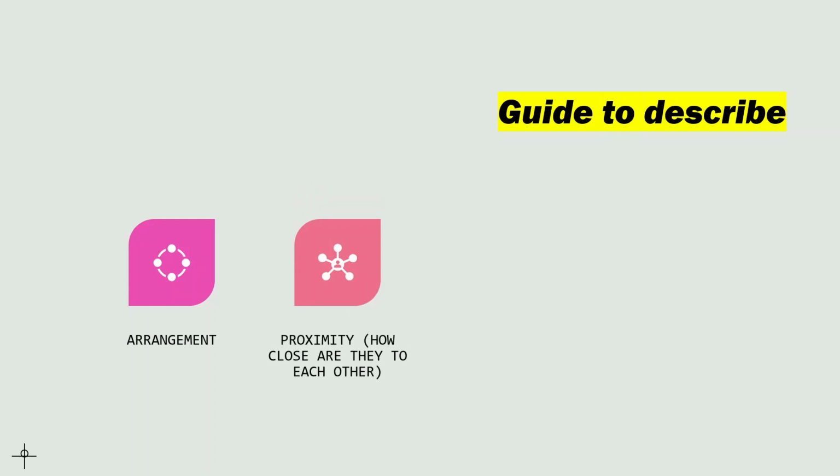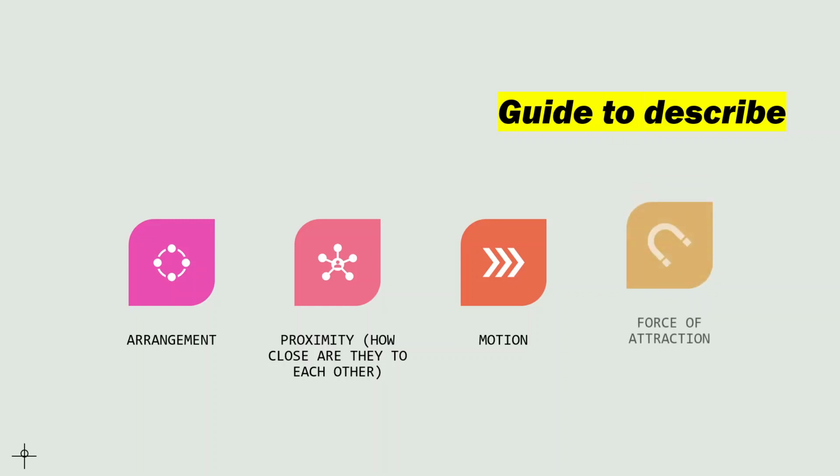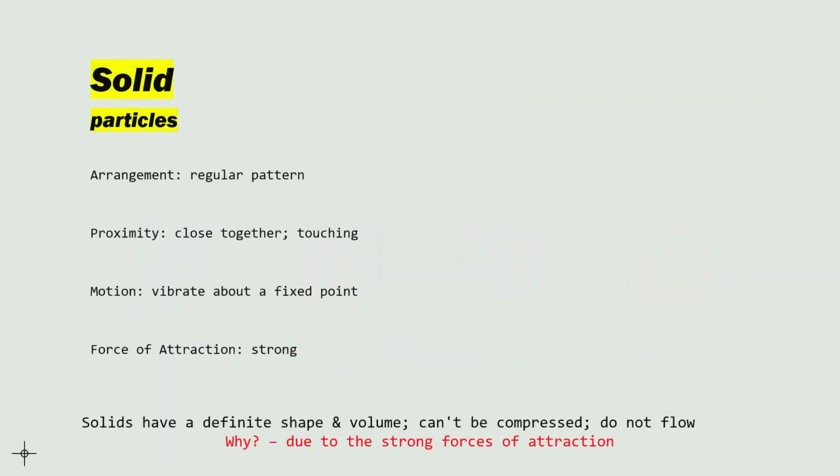Now, we have this guide to describe. And when someone asks you, okay, can you tell me about the particles in this solid? Okay, can you tell me about the particles in the liquid? This is how we're going to tell them. So first we're going to look at the arrangement of the particles. Then we're going to identify their proximity, which means we're going to be focusing on how close they are to each other. Next, we're going to look at the motion of the particles. We're going to speak about this. And then we're going to focus on the force of attraction. Okay? So as you can see here, we have the arrangement, proximity, motion, and force of attraction, right?